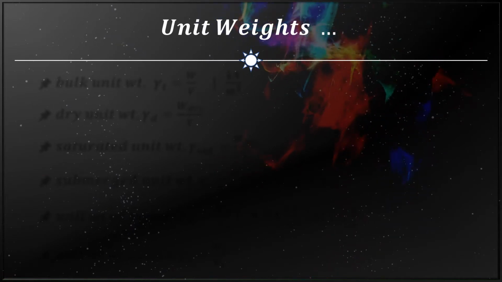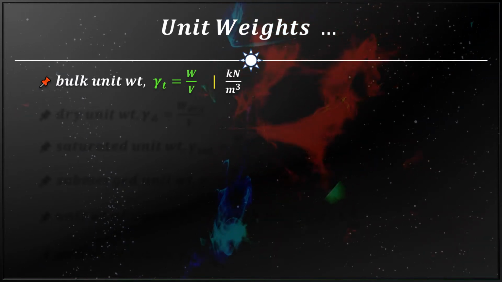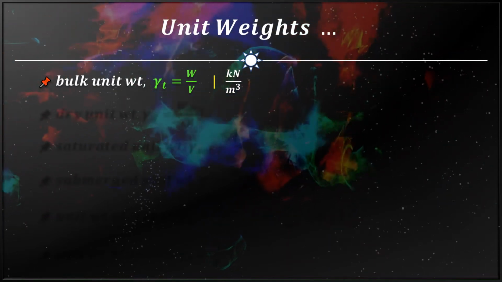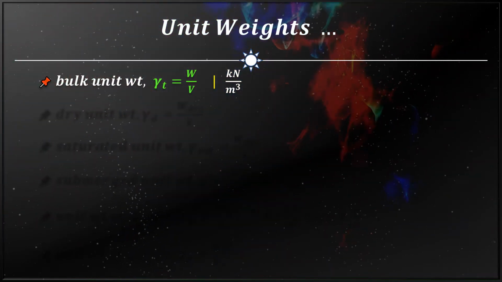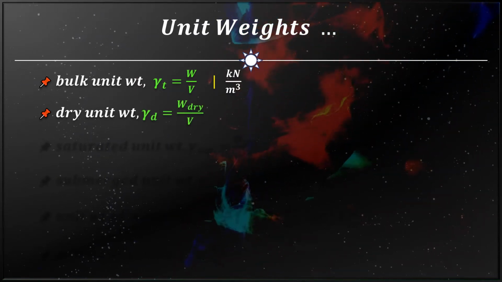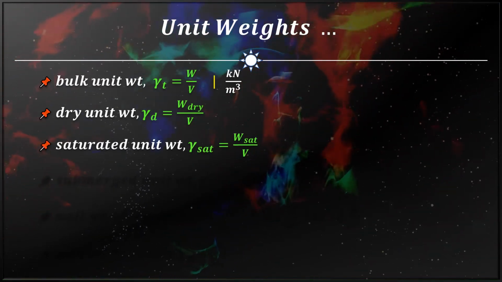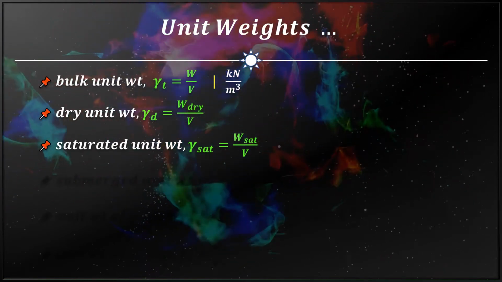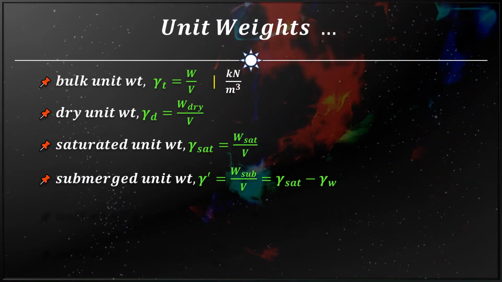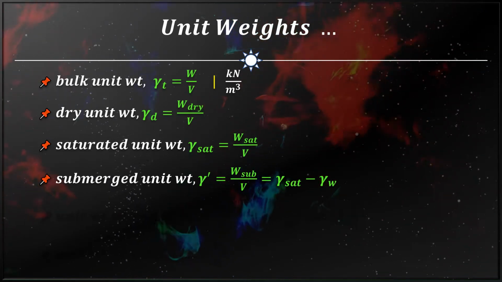Now we shall see formulas regarding unit weights. There are many types of unit weight: bulk unit weight, dry unit weight, saturated unit weight, submerged unit weight. So first, bulk unit weight is given by the ratio of total weight of soil sample divided by total volume of soil sample, and it has units kilonewton per meter cube. And dry unit weight, gamma d, is equal to W dry, that is dry weight of soil sample, divided by total volume. And in case of saturated unit weight, simply saturated weight of soil sample divided by total volume. And submerged unit weight is submerged weight divided by total volume, and it can also be given as saturated unit weight minus gamma w.